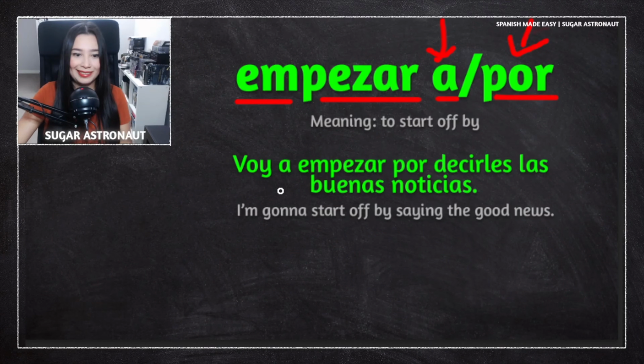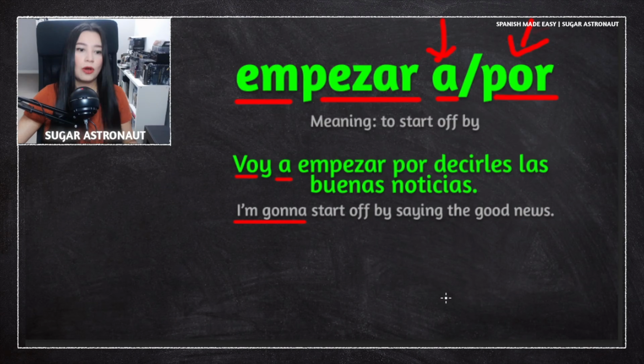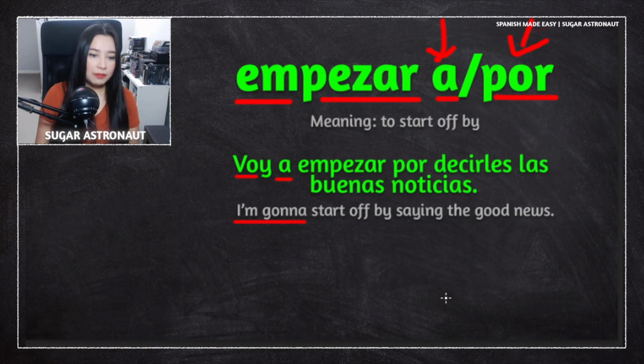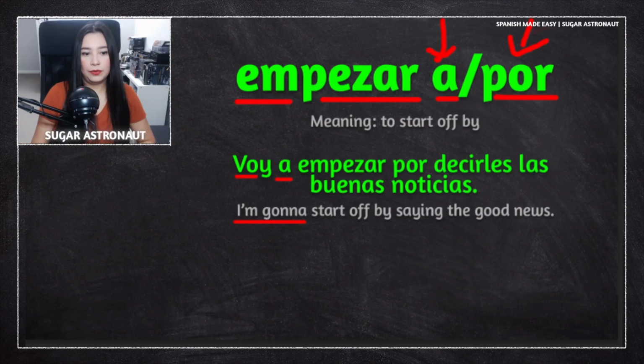Let's see how this sentence works. Voy a, you know what this means. Voy a is a common phrase that means I'm going to, okay? Or I'm gonna. Voy a. Voy comes from the verb ir, which means to go. And when you say voy a, it's like you're saying yo voy a. I am going to, okay? And just remember this phrase because it's very commonly used in Spanish. If you want to do something or if you're planning on doing something, you can start the sentence with this. Voy a. I'm going to, I'm gonna.